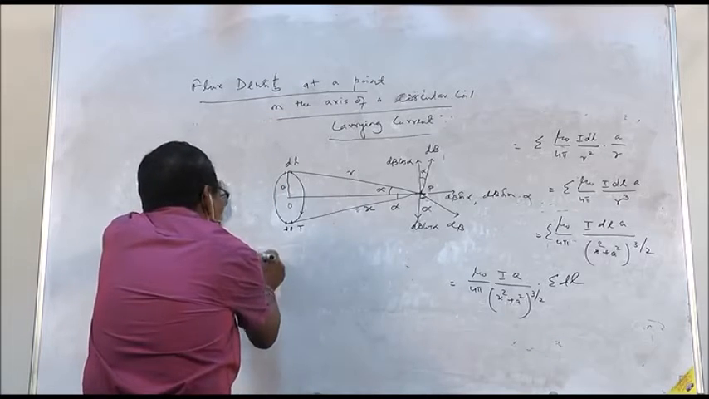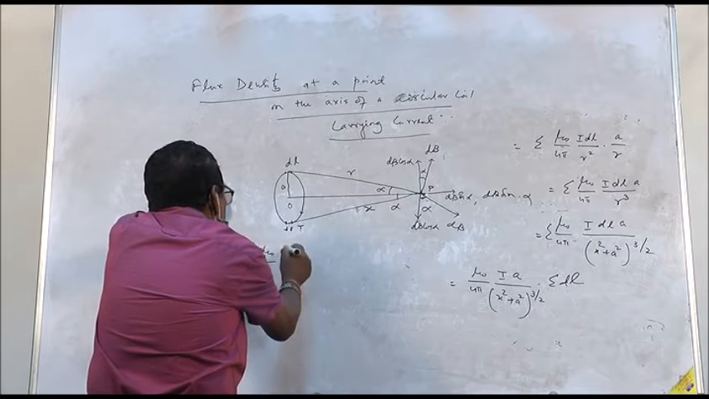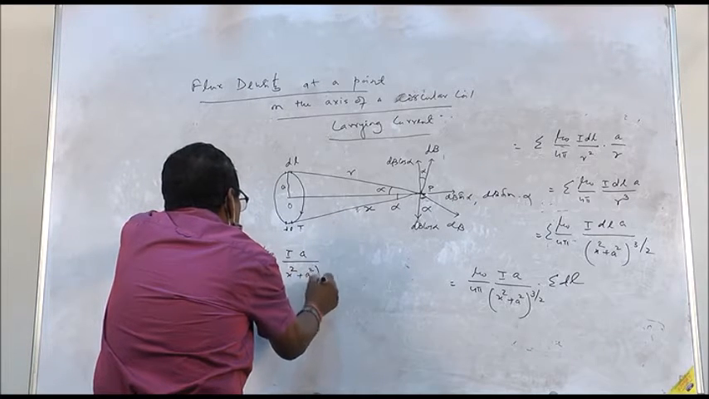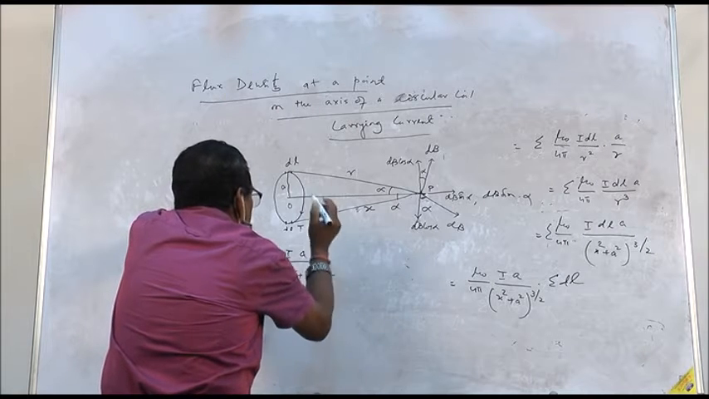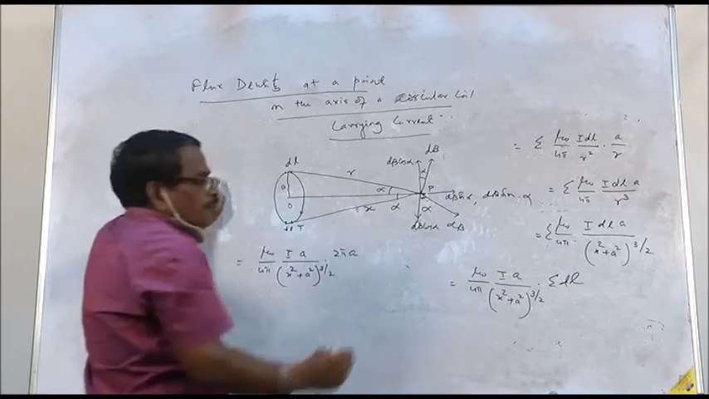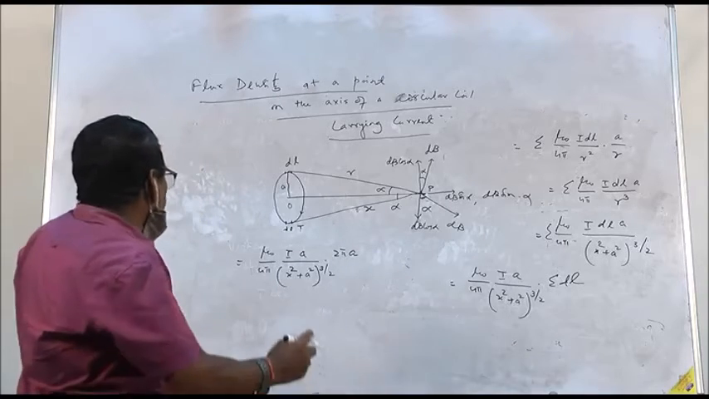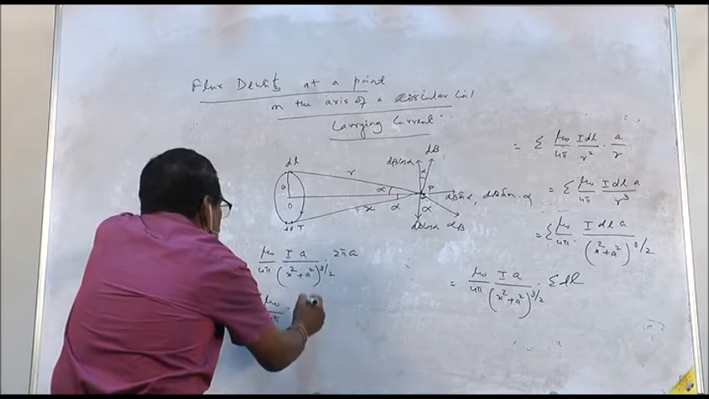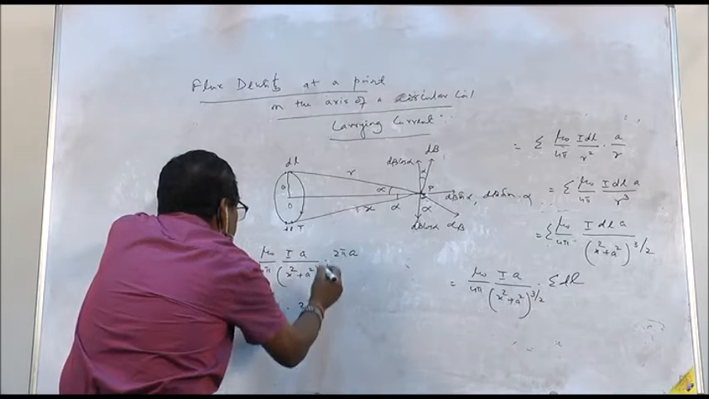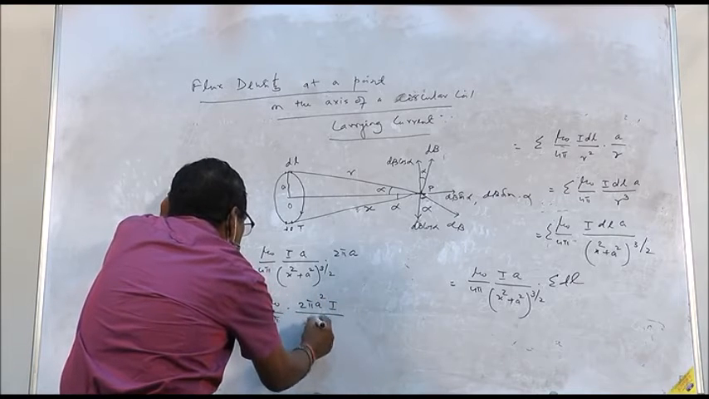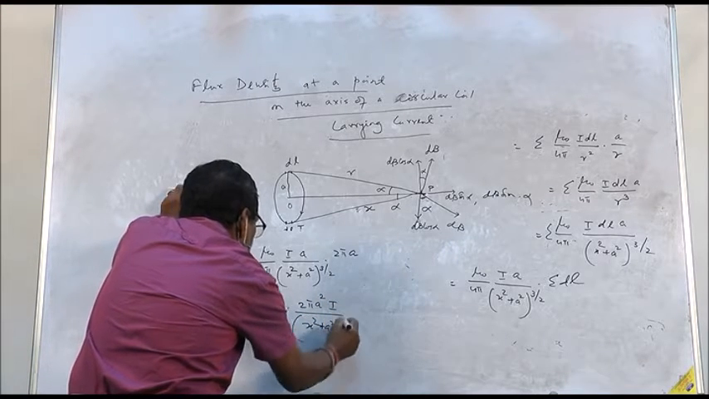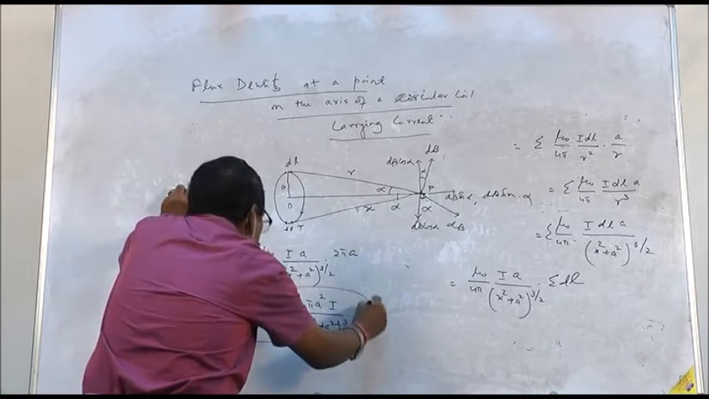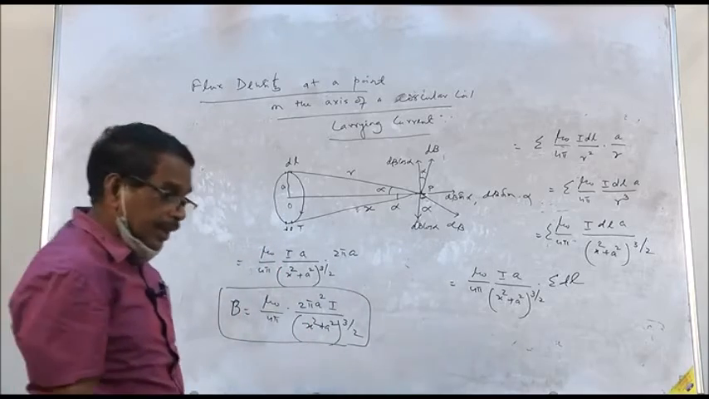That is equal to how much? Mu 0 by 4 pi I a by x square plus a square to the power 3 by 2, summation of dl is 2 pi a. So, that becomes how much? Mu 0 by 4 pi, you can keep the constant as such, 2 pi a square I by x square plus a square to the power 3 by 2. So, this is the expression of flux density at a point on the axis of a circular coil carrying current.